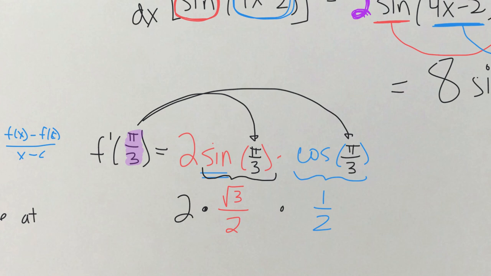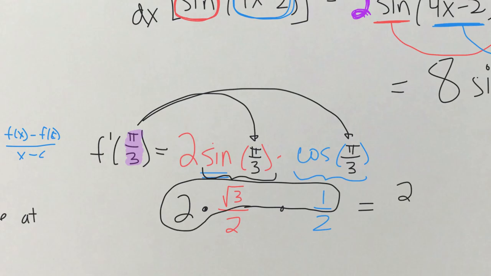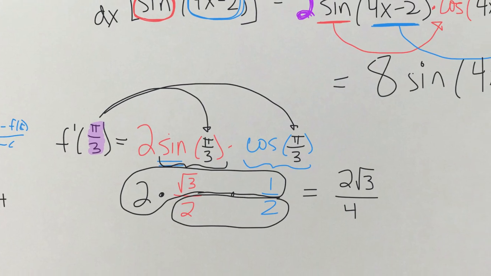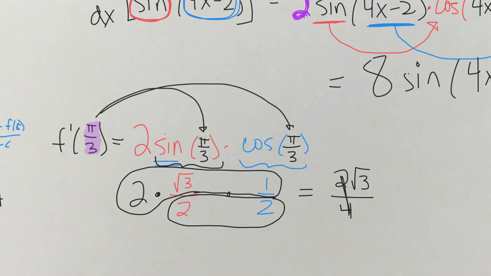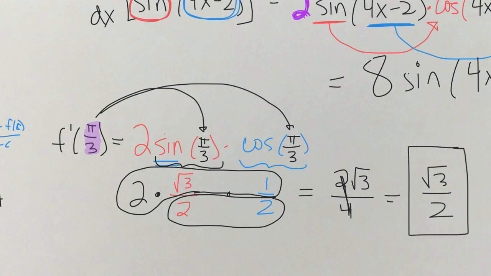Okay? So if you were to multiply it all out, we do numerators times each other, right? So all these are numerators. This is just 2 times the square root of 3. And we do denominators times denominators, which is over 4. And I can reduce this by 2 divided by 4, so it should be root 3 over 2. That is our derivative evaluated at pi over 3.